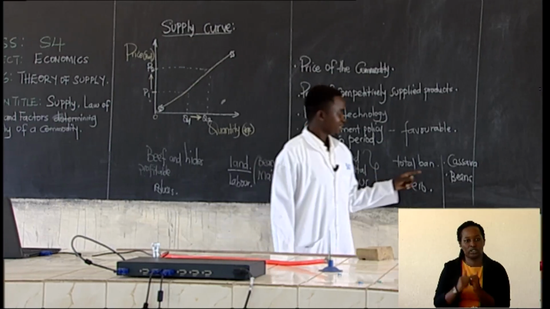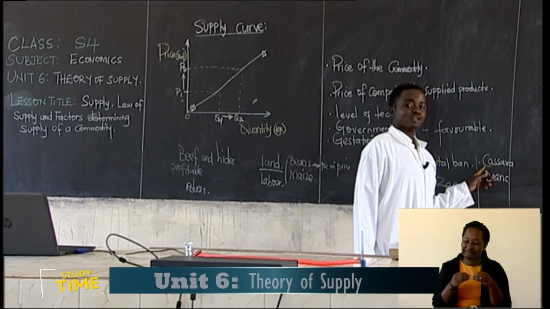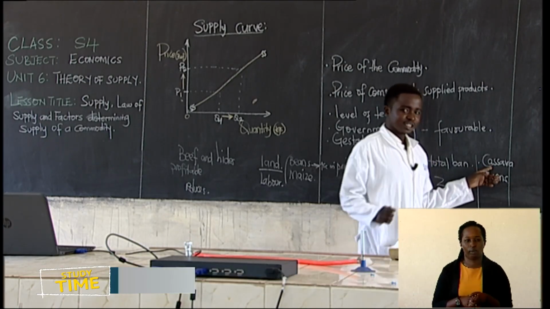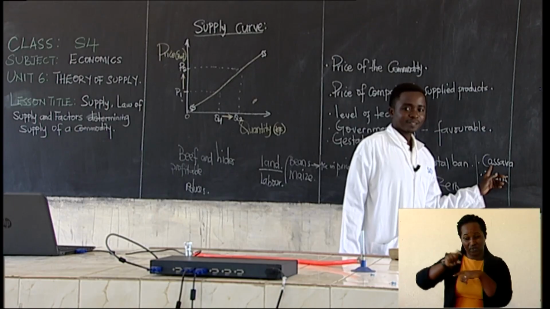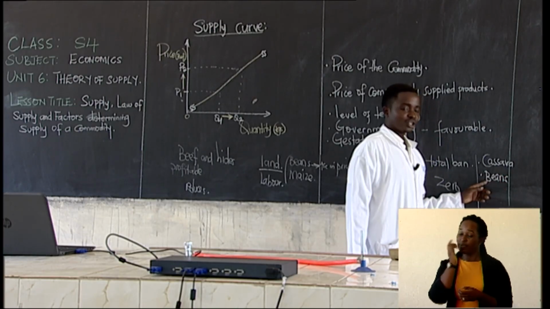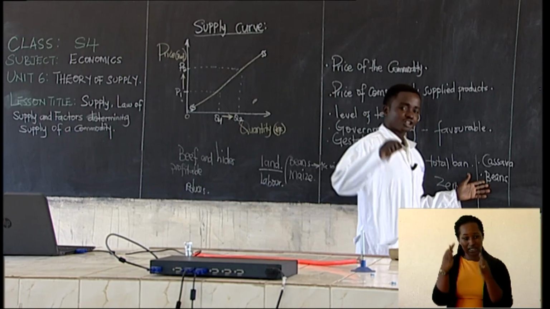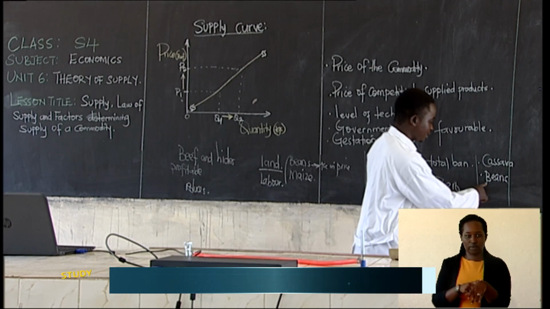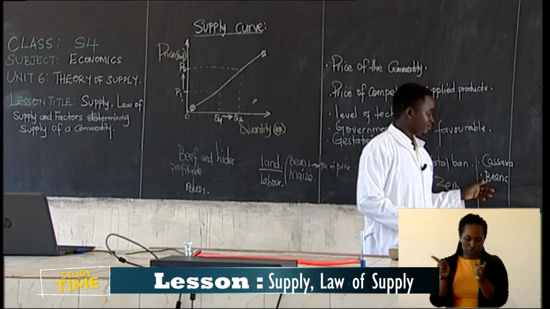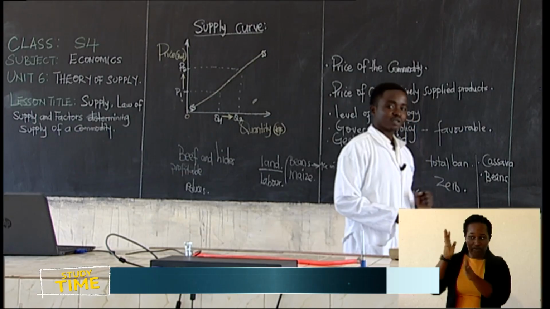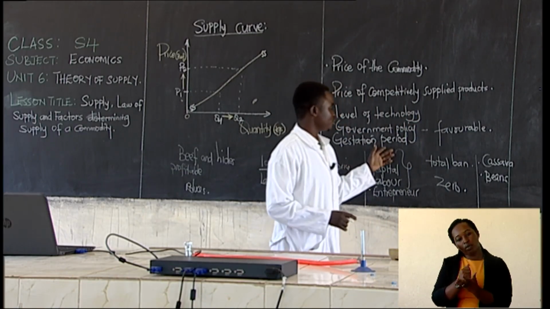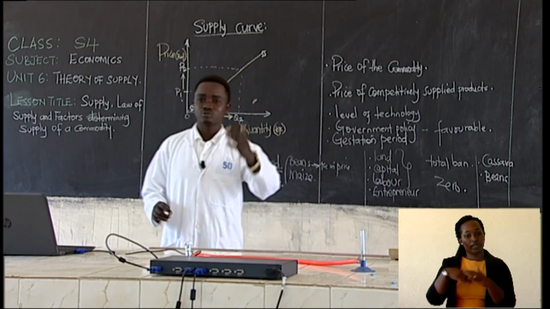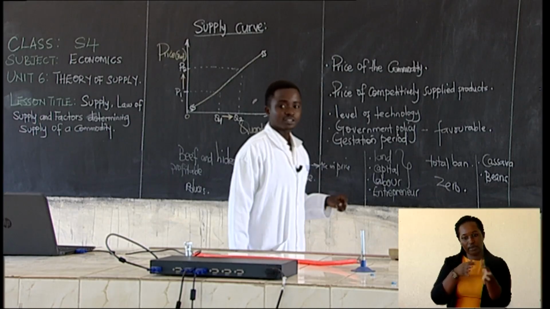You'll find that cassava takes a long period to be ready, meaning you cannot easily increase its supply compared to beans. With beans, a commodity with a short gestation period, supply increases in the short run. You can increase the supply of beans in the short run, but increasing the supply of cassava in the short run is impossible because it takes long to mature. So gestation period influences, determines, or affects quantity supplied.